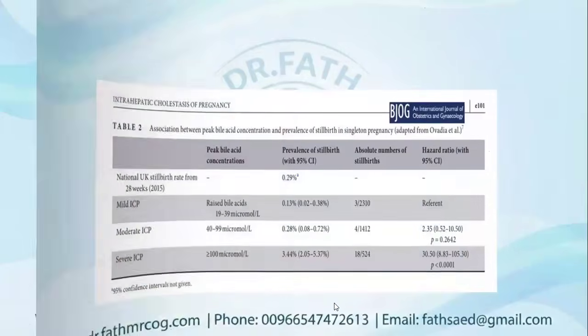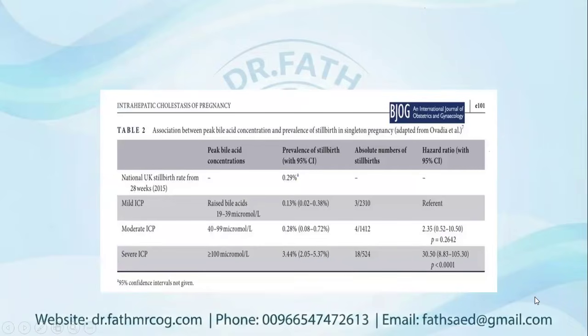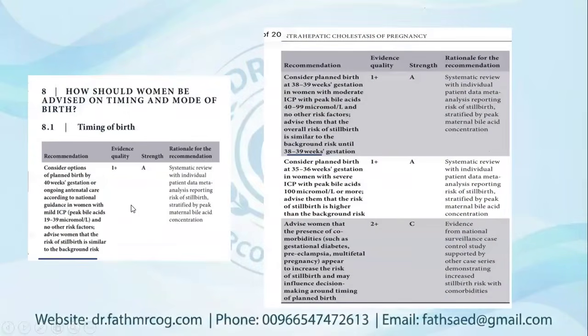So for this, what time will I deliver the patient? Here they bring the risk of stillbirth. It is higher with the severe, if you can observe, then after that moderate, then mild. For this reason, the delivery time will also be different. If your patient is 19 to 39, the risk of stillbirth is similar to the background risk. If the patient has moderate 40 to 99, like your patient here, Dr. Sana, consider planning birth at 39 weeks of gestation. And if the patient is high risk, the severe one, deliver at 35 to 36 weeks because of the risk of IUFD and all these complications; don't wait more than this.